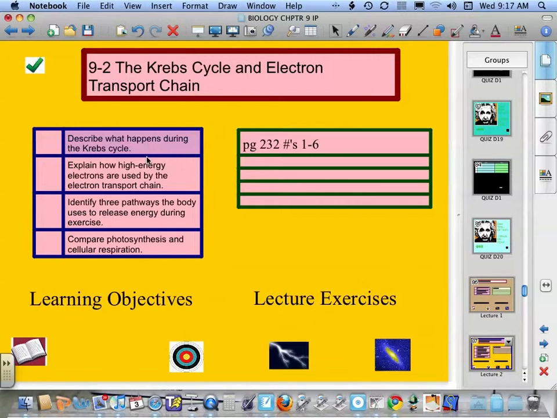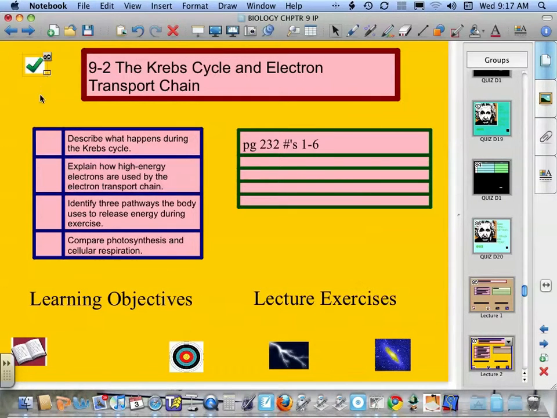Now we're going to talk about how high energy electrons are used by the electron transport chain. Okay, so let's move on.